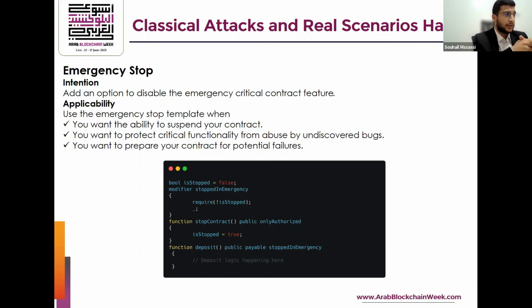So basically, it's very simple. We should just make a modifier that will verify the state of a variable called, for example, stopped. It's a Boolean variable, and of course, at the deployment of the smart contract, this variable will be false. But for each function that we want to stop when stopped is true, we should add this modifier, stopped in emergency. And of course, we should also make a function called stop contract that changes the state of the variable is stopped from false to true. And of course, each function that has this modifier, stopped in emergency, even if we call it, will not be executed.